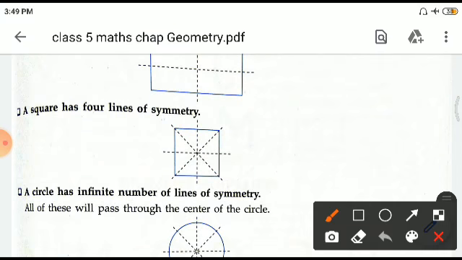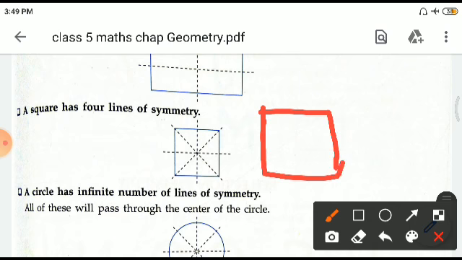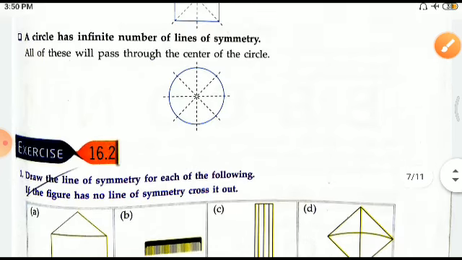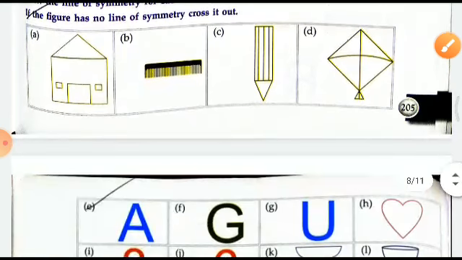Now let us try to find the line of symmetry. See how to draw it. Now this can be divided like this into two halves. Also like this into two halves. Also like this, square. And also like this. So it has four lines of symmetry. Right? Okay.